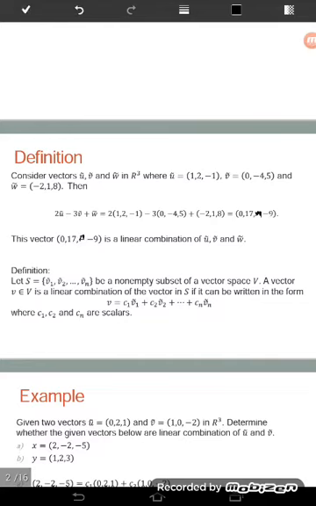Ni pun sama. Okay, so 2 times vector u minus 3 times vector v plus w. Okay, so menghasilkan this one. Okay, so this vector. So therefore this vector is a linear combination of u, v and w. Okay, so sebab vector 0, 17 and negative 9, this one is produced from 2u minus 3v plus w. Okay.